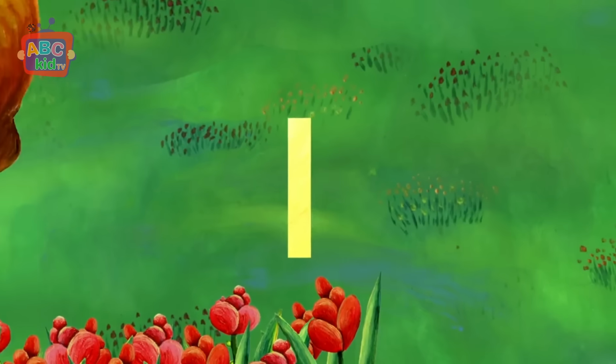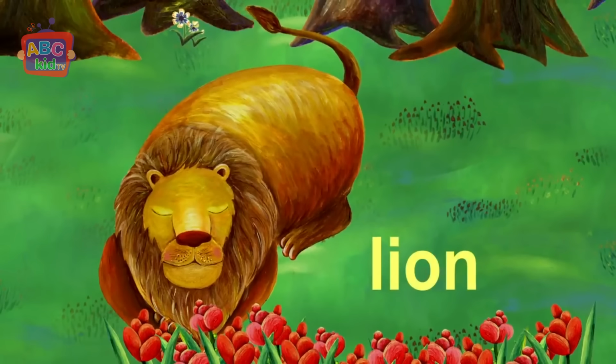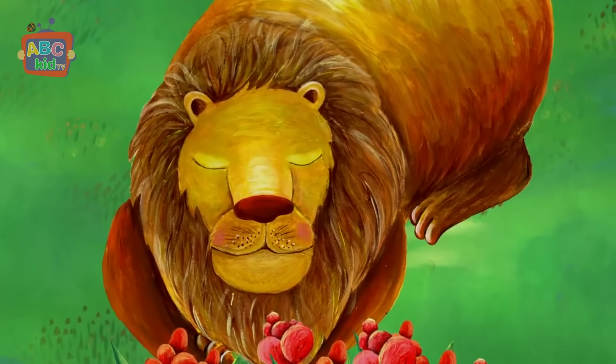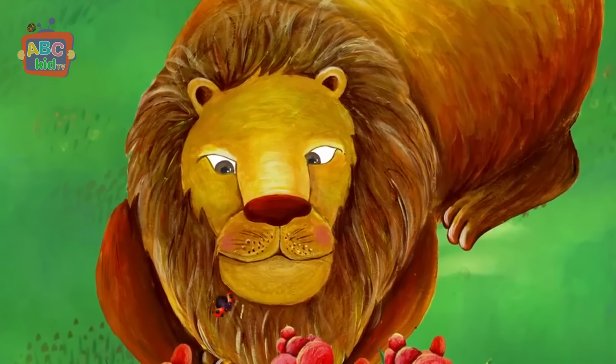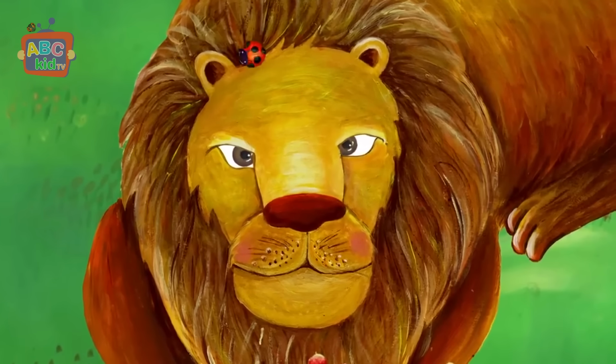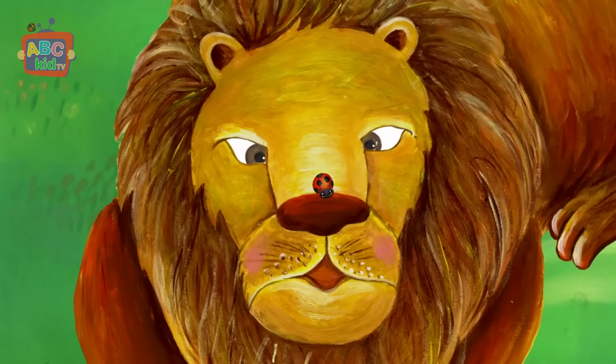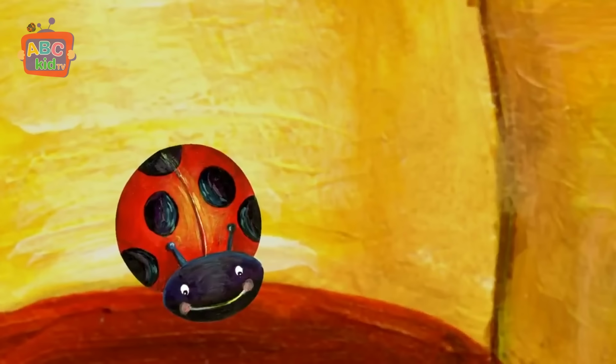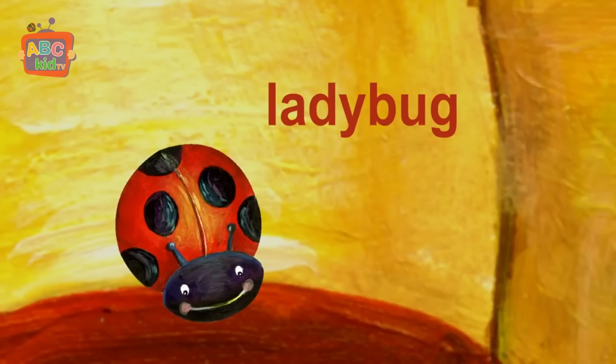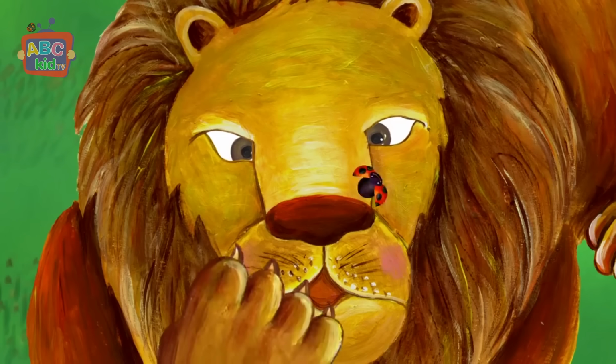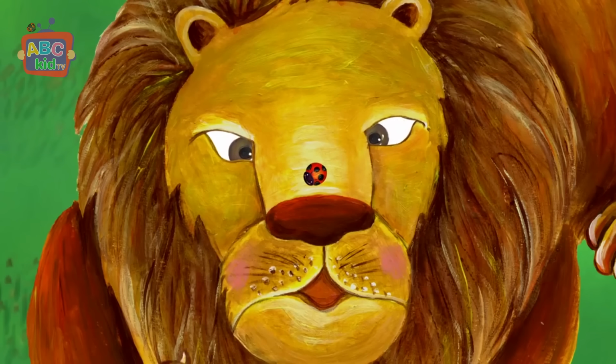L. L is for lion. It looks like the lion is sleeping. Shh! What is it? Something is bothering the lion. It landed on the lion's nose. It is a ladybug. Ladybug starts with L. Uh-oh. The lion is going to catch the ladybug.